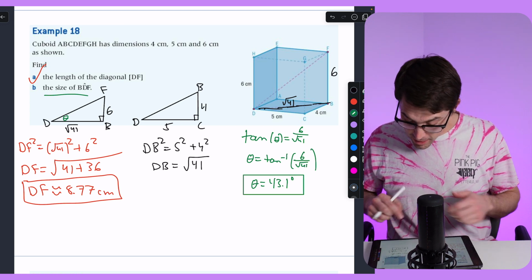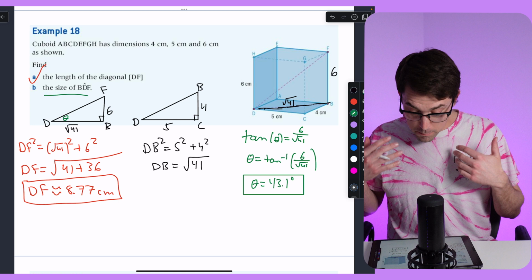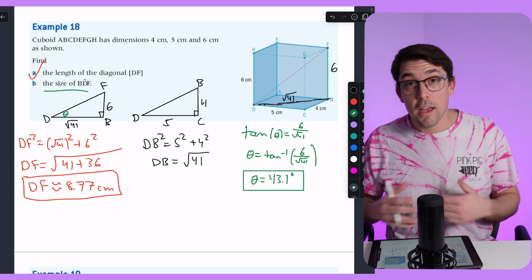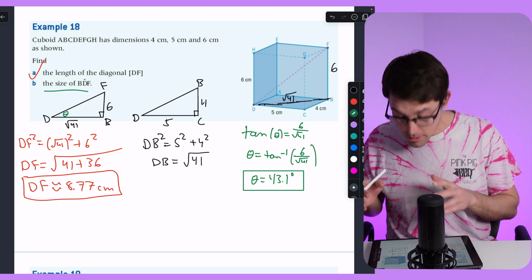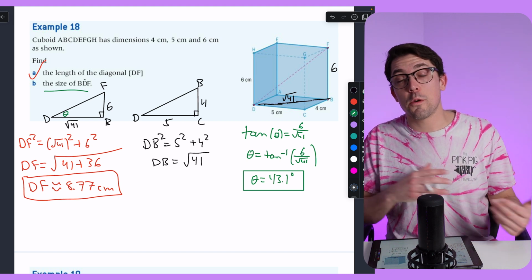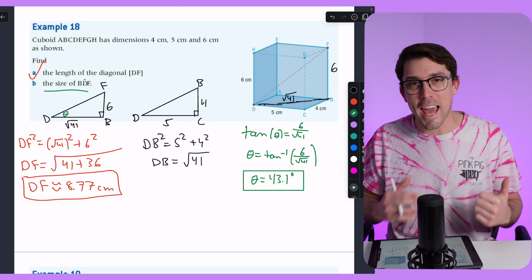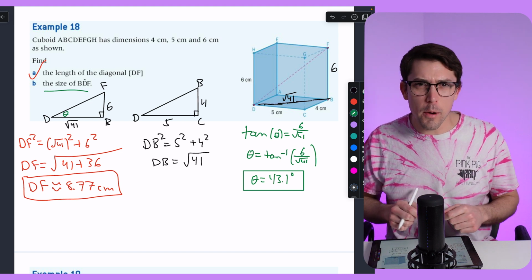Okay, so just like that, I used some basic properties, in this case the Pythagorean theorem, twice in order to figure out what my missing length was. And then I'm also using those lengths within a trigonometric ratio, in this case the tangent, to figure out what my angle is. Let's take a look at another problem.